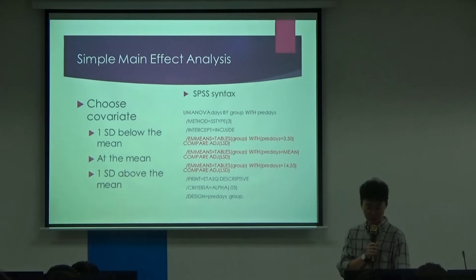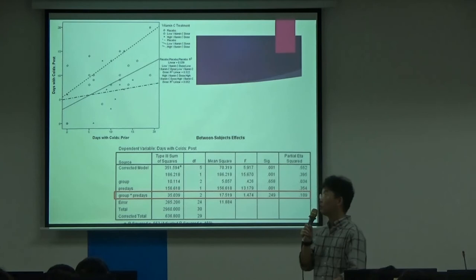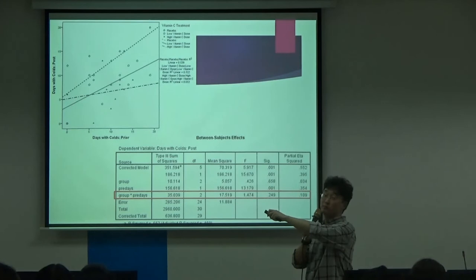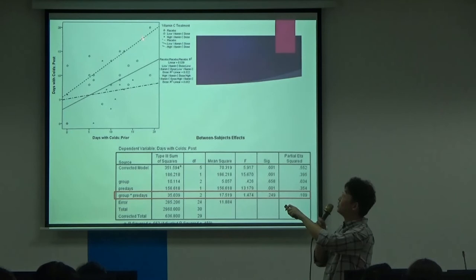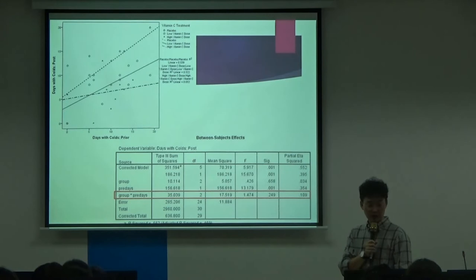Okay, so we have the three typical values. So let's look at the graph again. We want to see the difference between placebo, low vitamin C, and high vitamin C when the covariant is at a relatively low value, when the covariant is at its mean value, the average value. And also we want to see the difference between placebo, low vitamin C, and high vitamin C when the covariant is at a relatively high value. This is how we conduct simple main effect analysis to look at the differences for a specific value of a covariant.